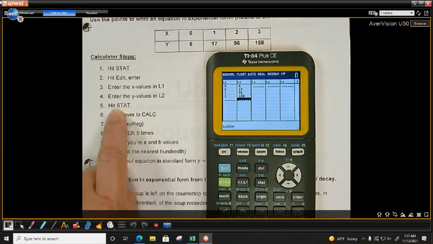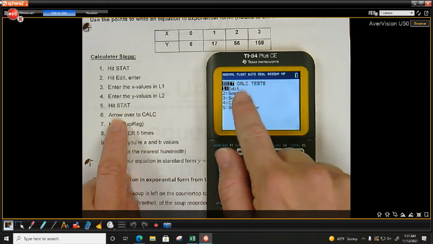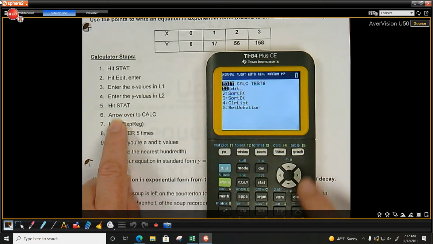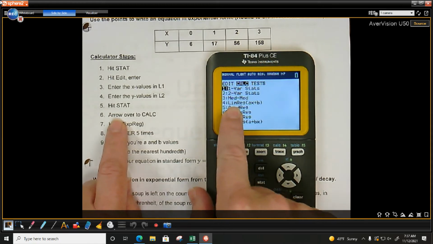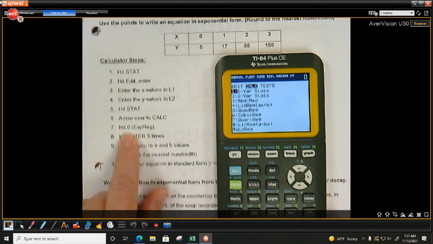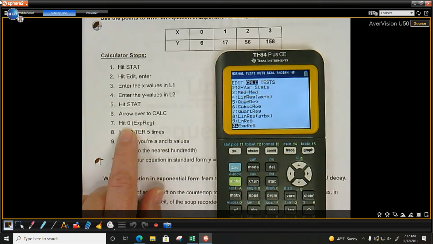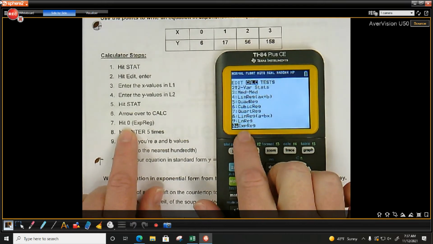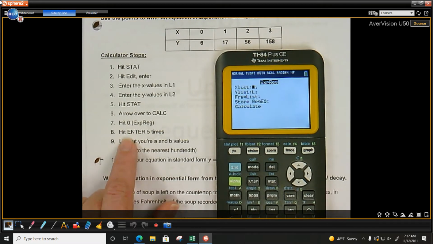Okay. Then it says hit Stat again. So I'm going to hit Stat. Arrow over to Calc. Do we see how next to Edit it says Calc? Arrow over. Now this is where before we chose linear regression. But this is not a linear. It says it's exponential. So I need to hit 0. You can scroll if you want down to 0. Or you can just hit the number 0. See how 0 says ExpReg? That's for exponential regression. And then you hit enter a bunch of times till you can calculate. There's my A and my B.